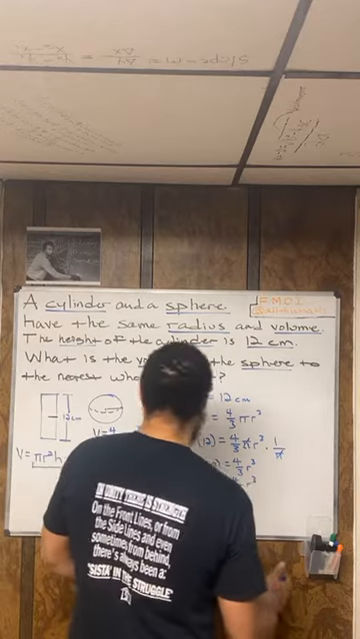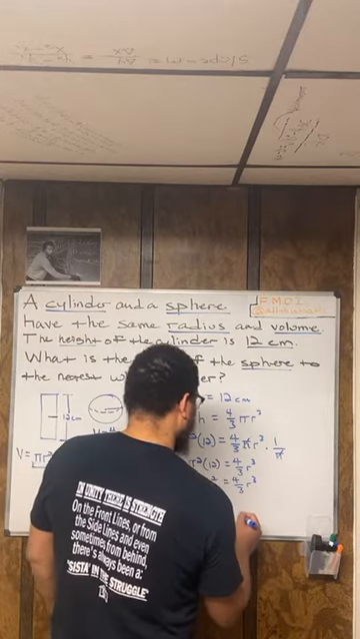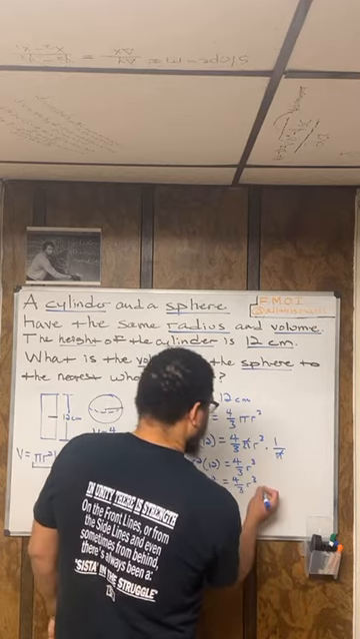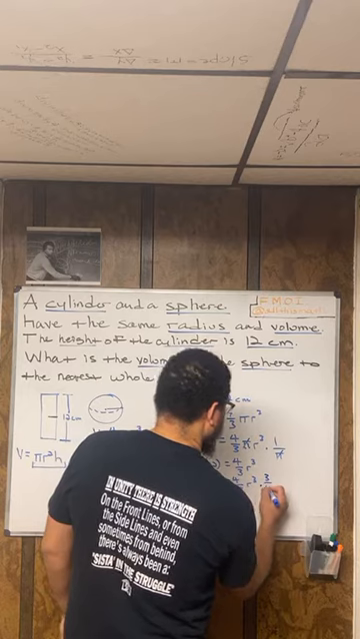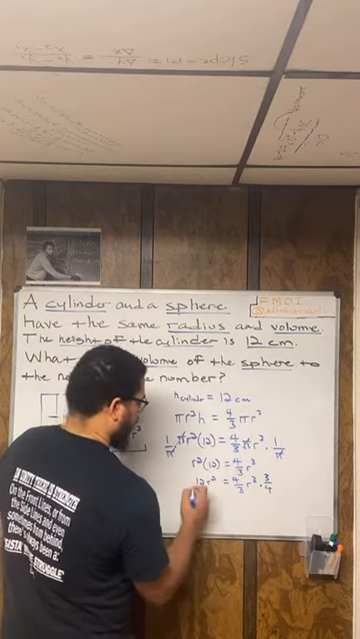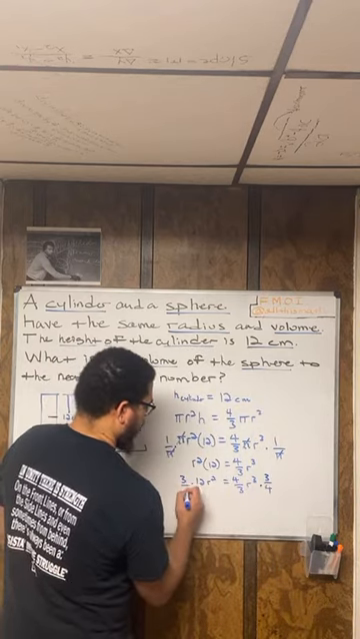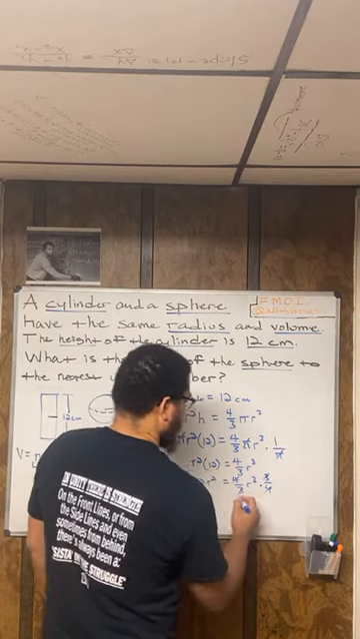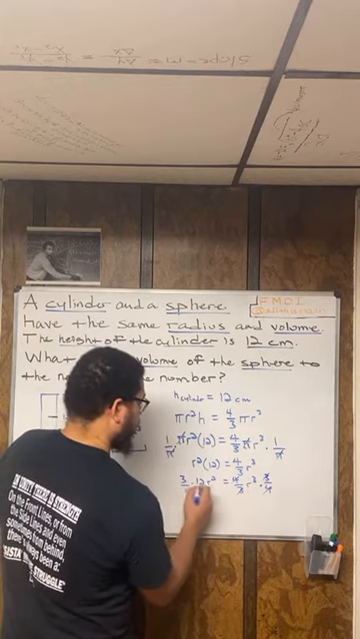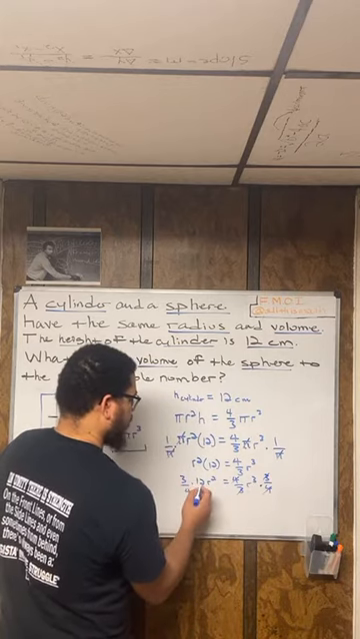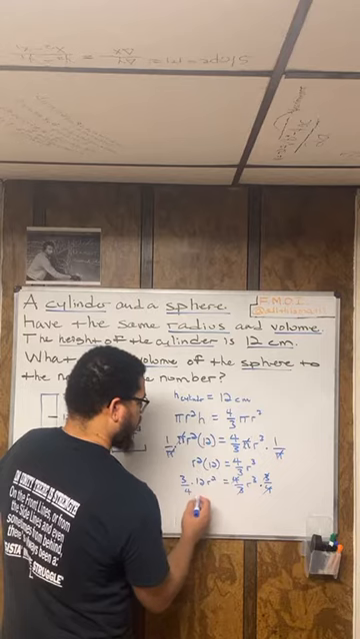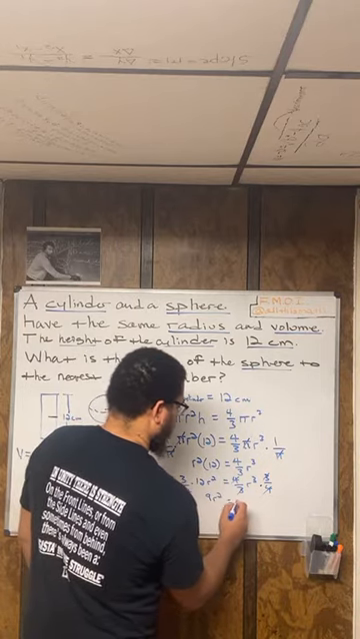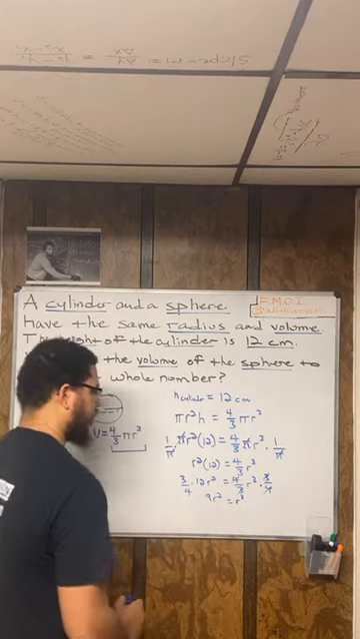Okay? So now, I'm going to just multiply by 3/4 because that's the reciprocal of 4/3. So I multiply by 3/4 on the right. I multiply by 3/4 on the left. These 4's cancel out. These 3's cancel out. Now, what's 3/4 times 12? 3 times 12 is 36. 36 over 4 is 9. So this becomes 9r squared is equal to r to the third.